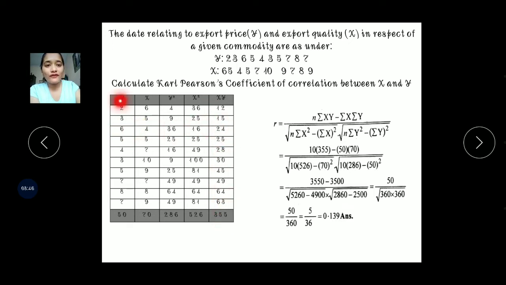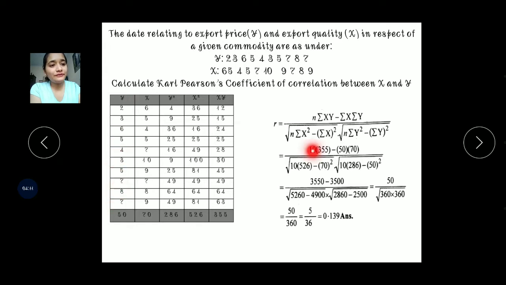And we'll find out the sum of all these series. Sum of Y series 50, sum of X series 70, sum of Y square series 286, sum of X square series 526, sum of XY series 355. And we'll put all these values in this formula. What is n here? N is the total number of entries. So here the number of entries is 10.